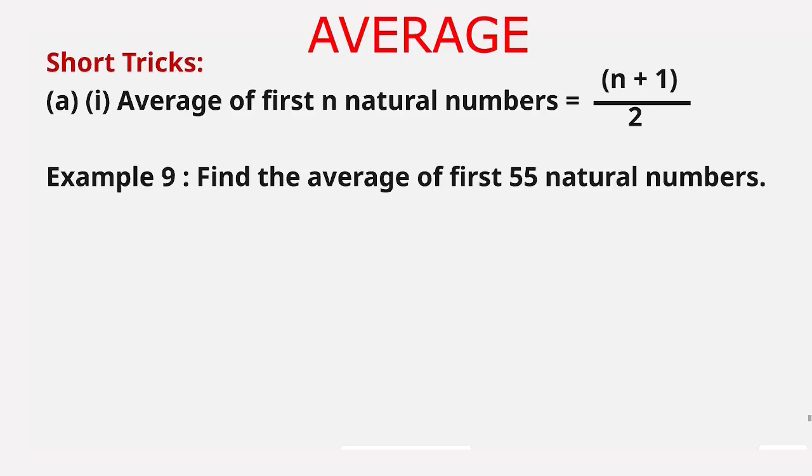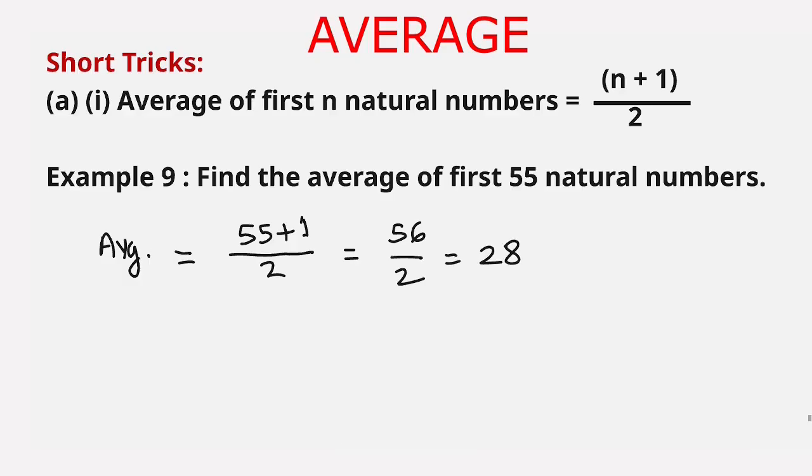Using the above formula, our average equals n plus 1 upon 2. N is 55. So we write 55 plus 1 upon 2 equals 56 upon 2. This is equal to 28. So the average of first 55 natural numbers is 28. We go to the next point.